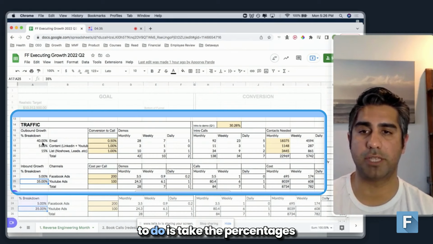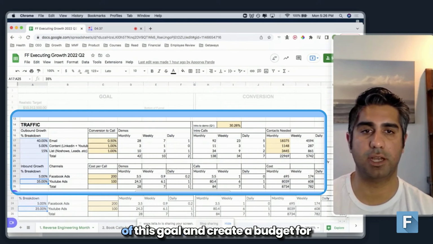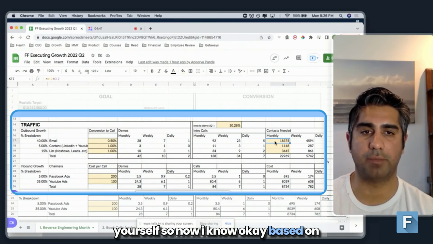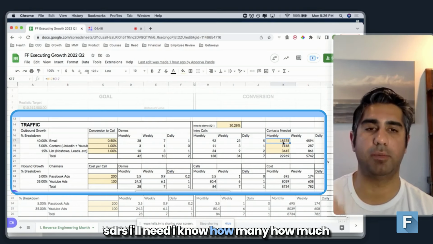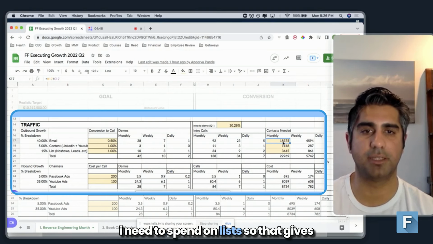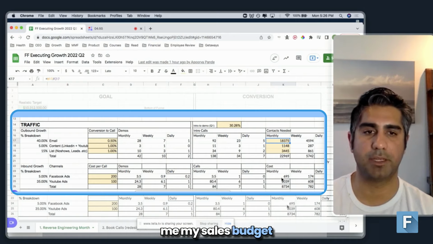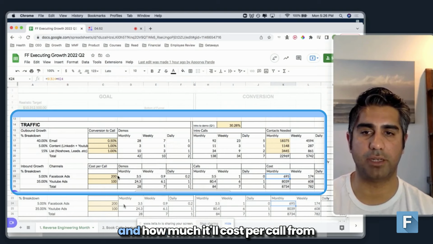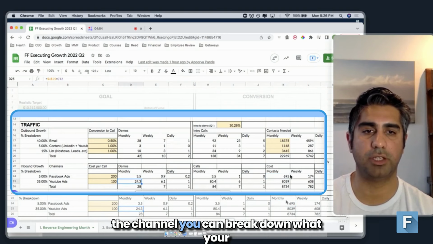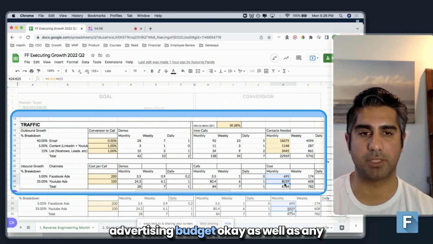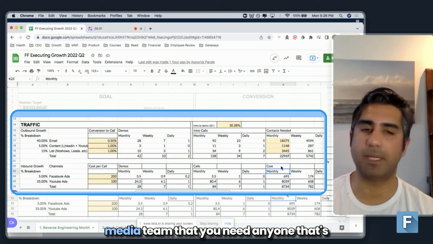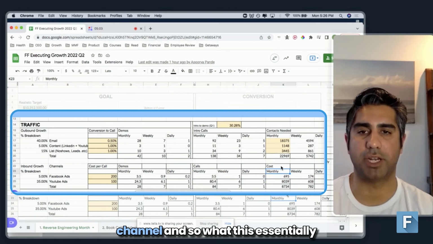And so what you want to do is take the percentages of this goal and create a budget for yourself. So now I know, okay, based on this contacts number, I know how many SDRs I'll need. I know how much I need to spend on lists. So that gives me my sales budget. And based on how many calls you need and how much it'll cost per call from the channel, you can break down what your monthly cost is going to be for your advertising budget, as well as any media team that you need, anyone that's actually going to be running that channel.